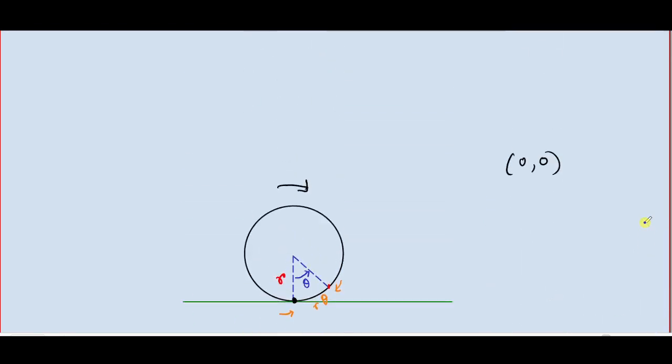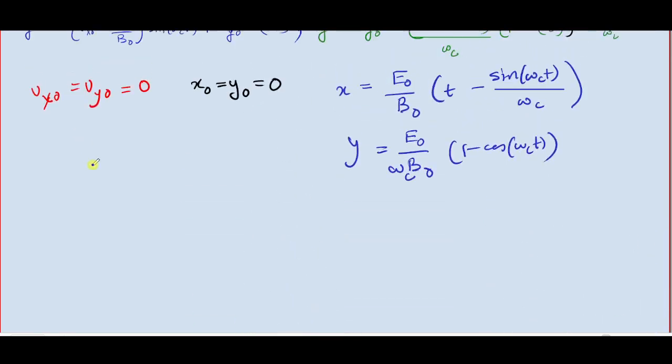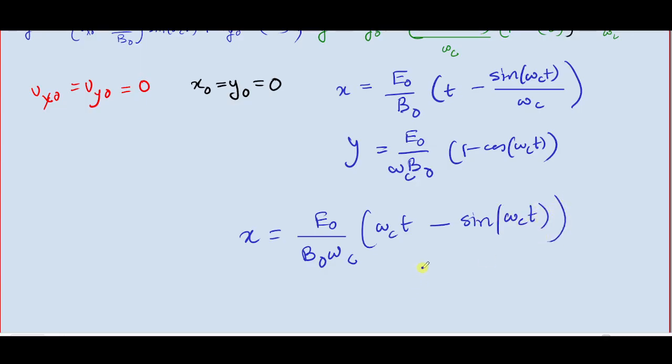And now, let's go back to our equations. Notice that the equation for x can be easily rewritten as x equals E0 by B0 omega c into (omega ct minus sine omega ct). So, if you take the radius of a circle to be E0 over B0 omega c and the angle through which the circle turns to be omega ct, this and this together give you exactly the equation for a cycloid.